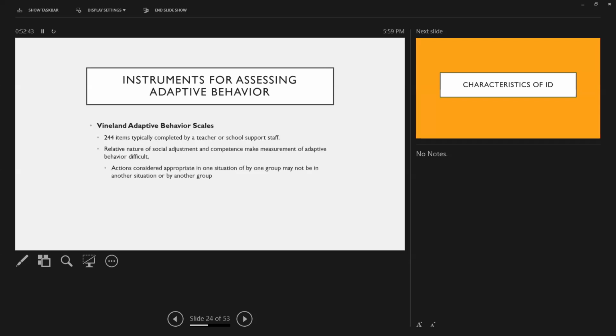So we'll look at this last example of an instrument here, and then we'll take our break because we're coming up on 6 o'clock. This is a different type of scale. It includes 244 test questions, and these are typically completed by a teacher or a school support staff. One of the challenges is the relative nature of social adjustment and competence, to the extent that it makes measurement of adaptive behavior difficult.